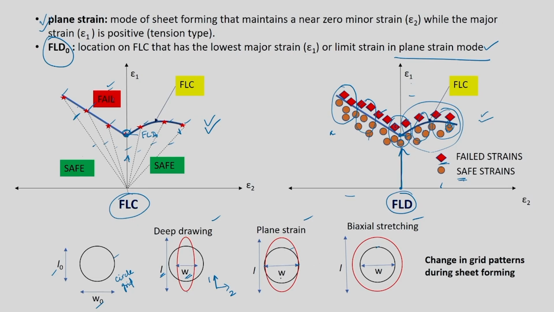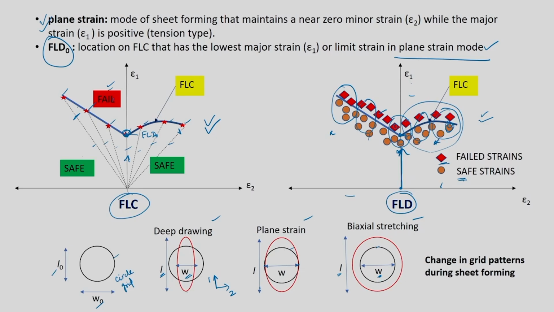So when you calculate epsilon 2 here, since the diameter W naught is going to be the same as that of W, your strain will be 0, but you will have some strain in the one direction. So that will be somewhere here, let us say. In biaxial stretching, you know that the circle will become a larger circle, and from this W and this L you can get strains. W naught and L naught are known, so you can get strains, and you will see that you are going to have some data on the positive side.